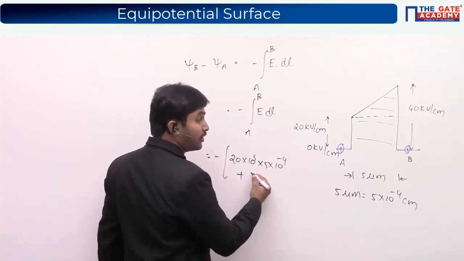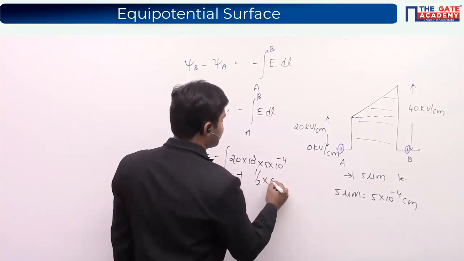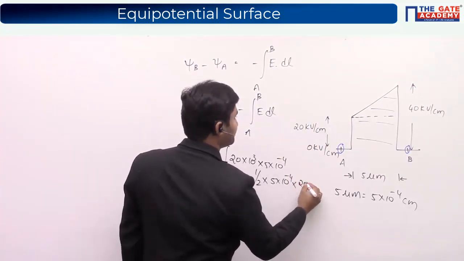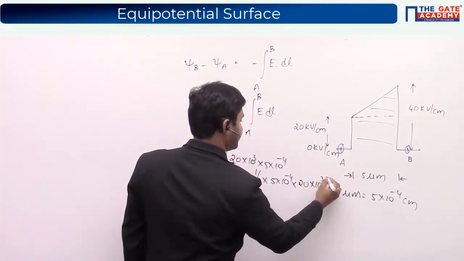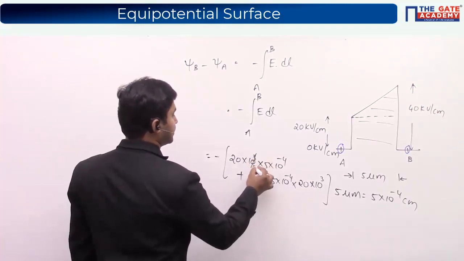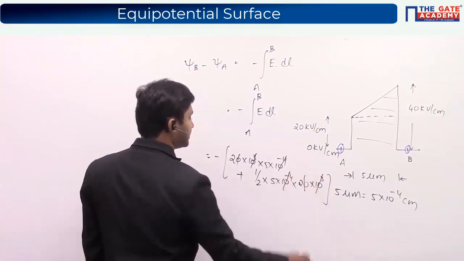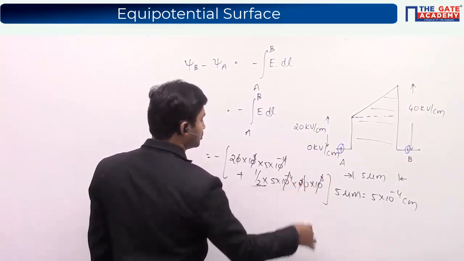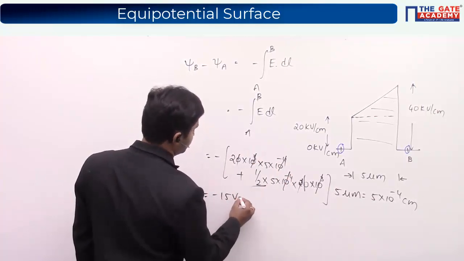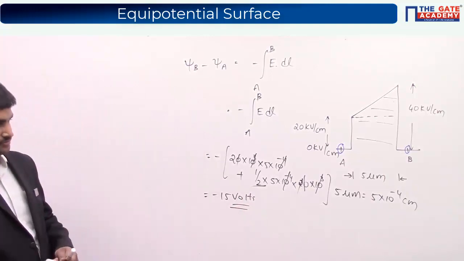So we know the area of a triangle is half into base into height. Half into base, base is 5 into 10 power minus 4, into height, which is 20 into 10 power 3. So here the 0 gets cancelled out, here the 0 gets cancelled out. In fact, the 2 is also going to get cancelled out. So here it is 10 and here it is 5. So it is minus 15 volts.